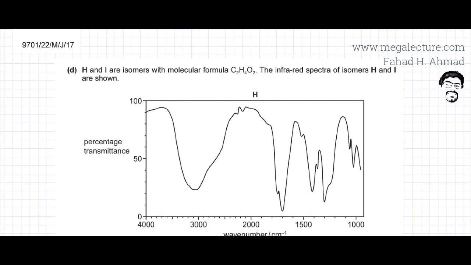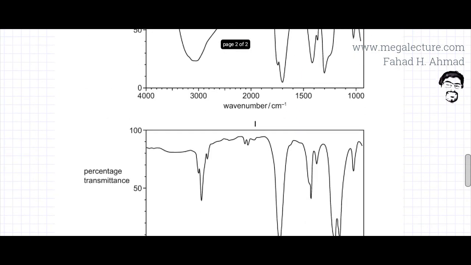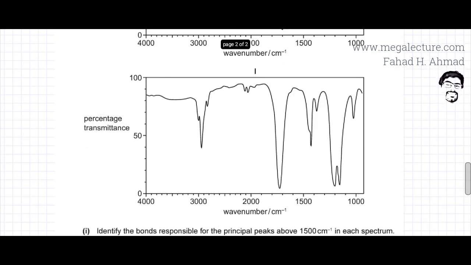The following question reads that H and I are isomers with the molecular formula C2H4O2. So there are two carbons, four hydrogens, and two oxygens. And the infrared spectra of isomers H and I are shown. So the infrared spectrum is given for both H and for I as well.